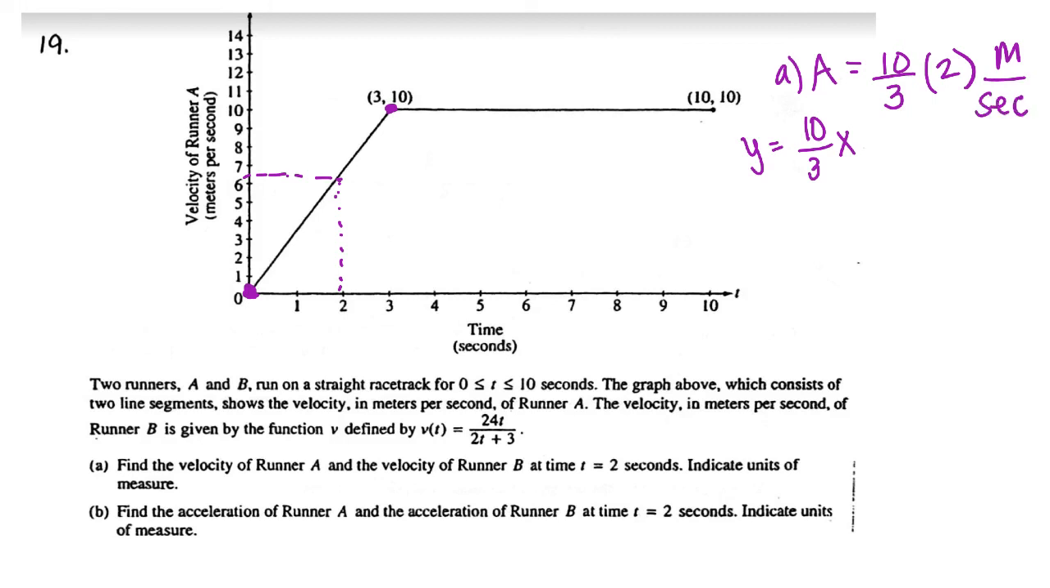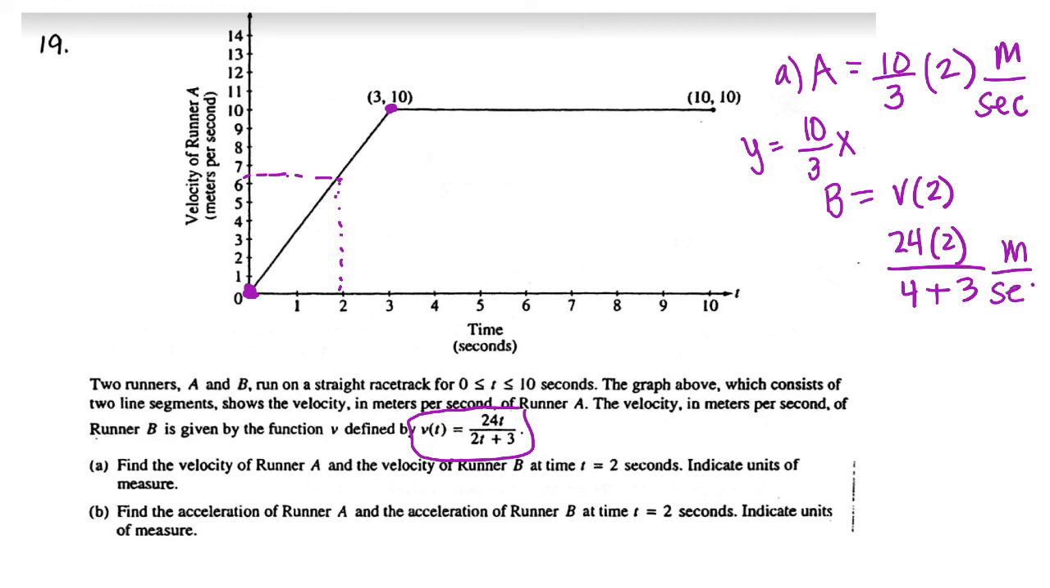Now for runner B, it's a little bit easier. They gave us an equation, so we're just going to plug in. And so V at 2 here is going to be 24 times 2 over 4 plus 3, and you can stop there. That's fine. And then our units of measure, again, that's going to be in meters per second.